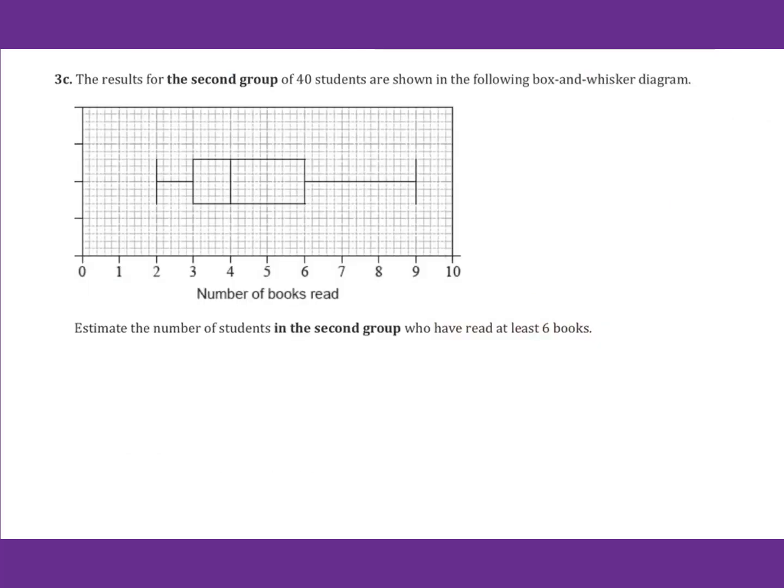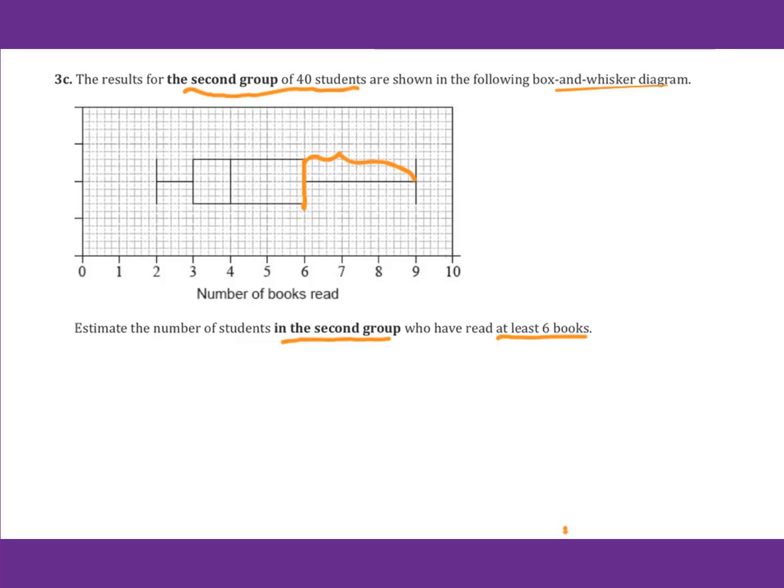Let's go to 3C. The results for the second group of 40 students are shown in the following box and whisker diagram. Estimate the number of students in the second group who have read at least 6 books. 6 books is here. This line. At least 6 books, that means for this part. That is at least 6 books.